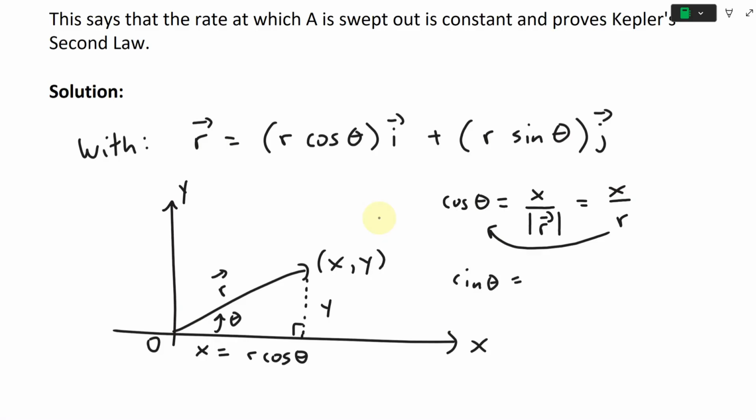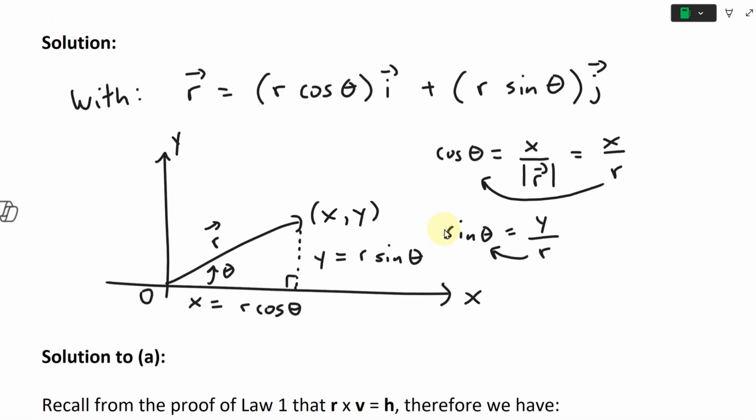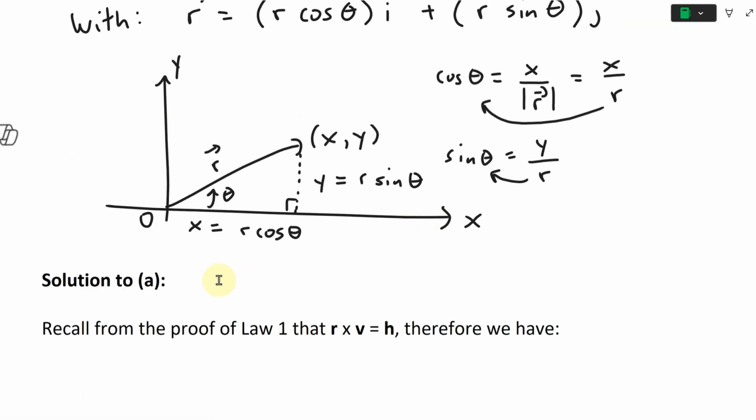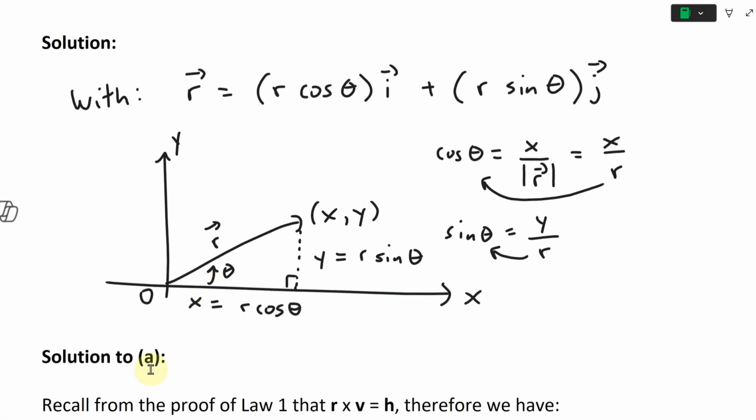Sine theta is equal to opposite over hypotenuse, y over r. Move this over, and what we get is y equals r sine theta. So again, that's this part, the j or the y component. This is the i or the x component, and that's polar coordinates. All right, and now let's take a look at the solution to part A.